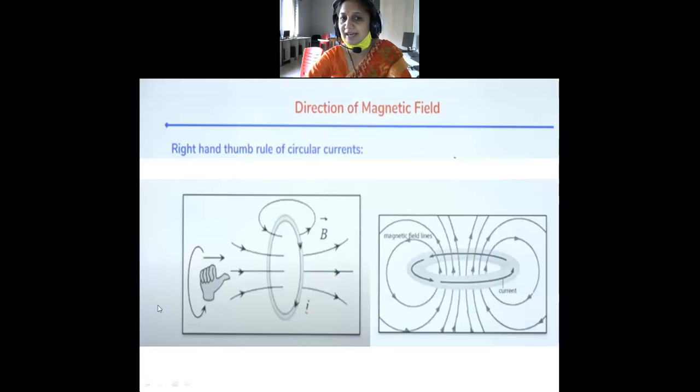You can apply the right hand thumb rule here. See, this is the direction of current, and this is the direction of magnetic field lines. It is shown here also. So it is shown this way, and it is the direction of the magnetic field line.